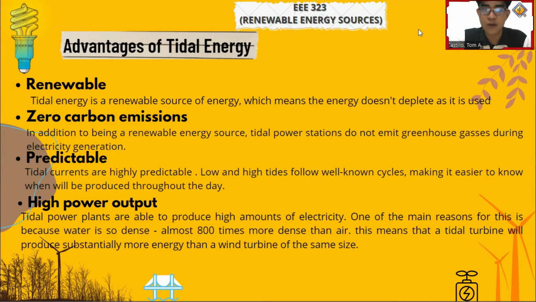Here's the advantages of tidal energy. First is renewable.